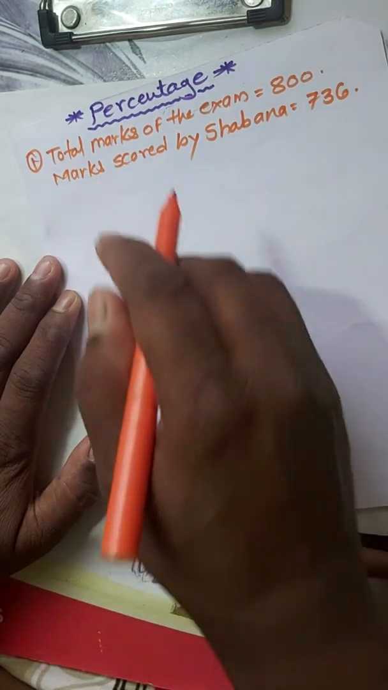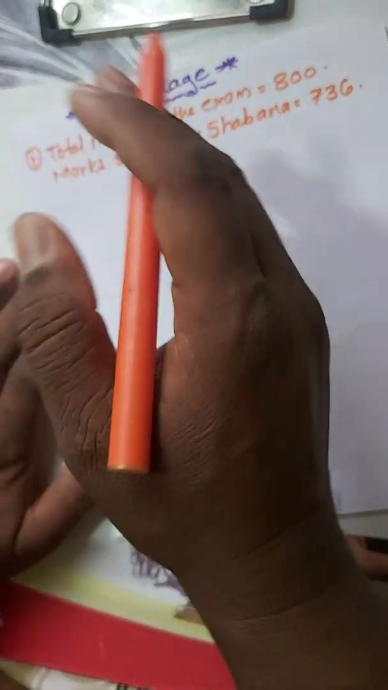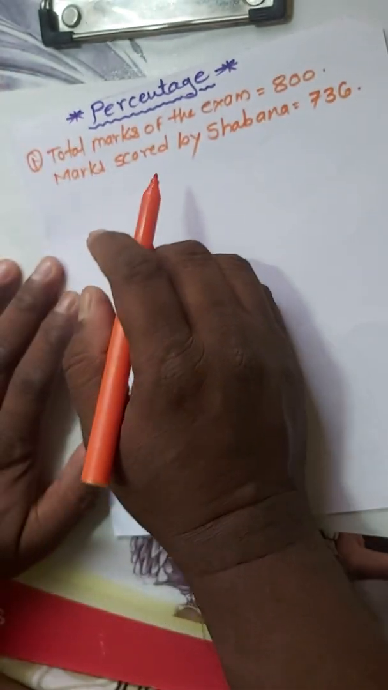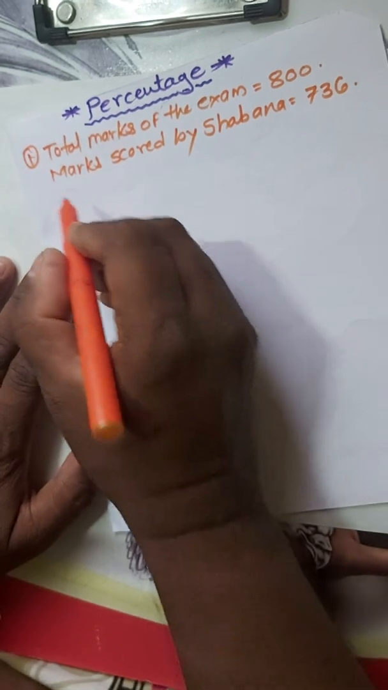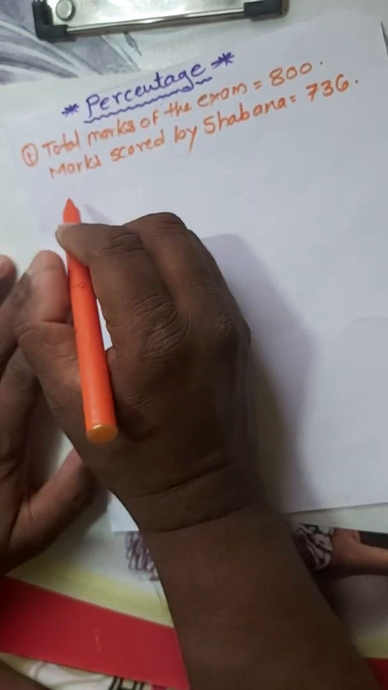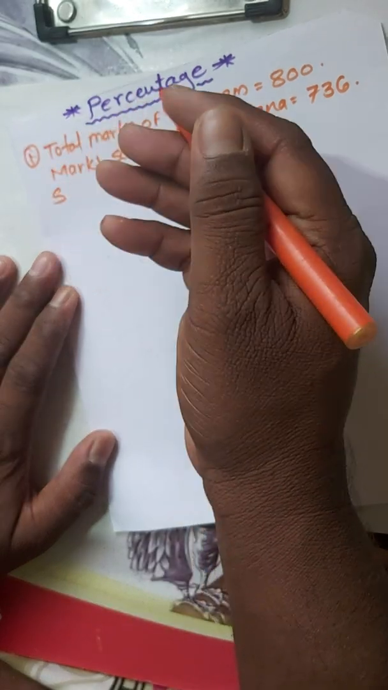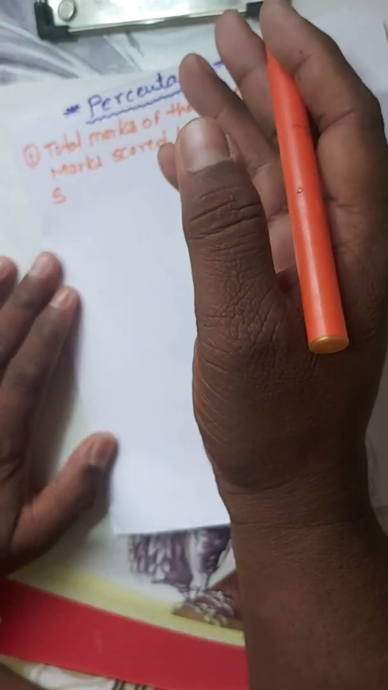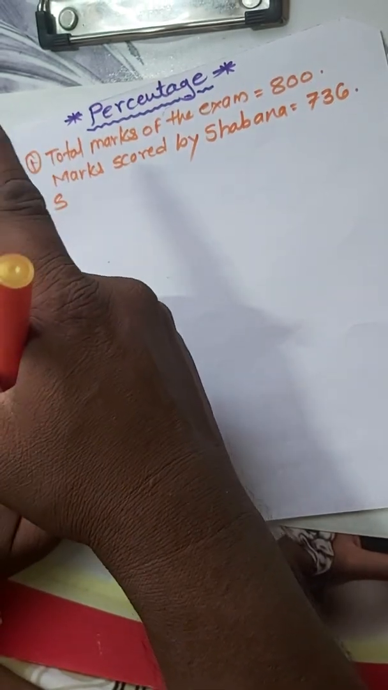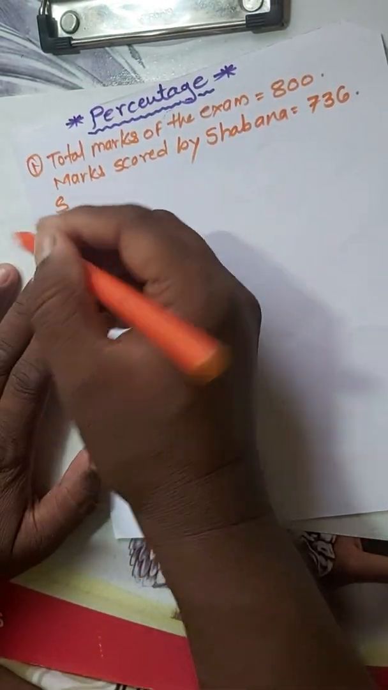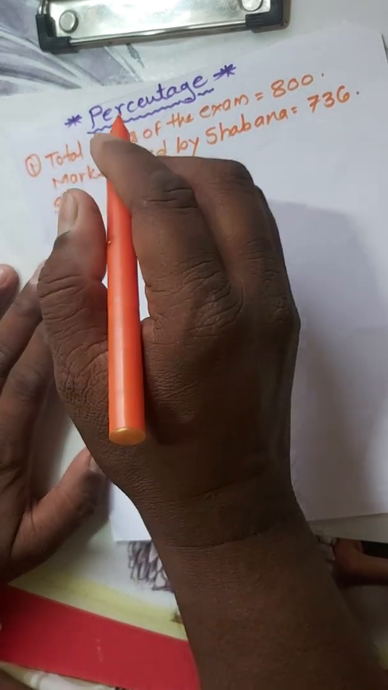So here we have to assume any alphabet. Mostly they give a, so we'll take a according to our textbook. You can take x, b, any. Okay, so we just have to write. Now we have to find the percentage. So suppose, or you can write let Shabana score a% marks, because this word is actually given in the textbook, that's why we are using this. You can write let also, let Shabana score a% marks, like that.